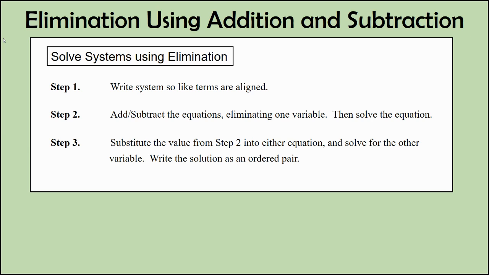When you're done with step two, you'll know one of the two values for your ordered pair answer, either the x or the y value. And then in step three, you'll take that answer and plug it back into one of your original equations, and that will tell you what the other value is, and then you're ready to write your ordered pair. You have your solution. Okay. So just kind of going through several examples here and showing you what this looks like.